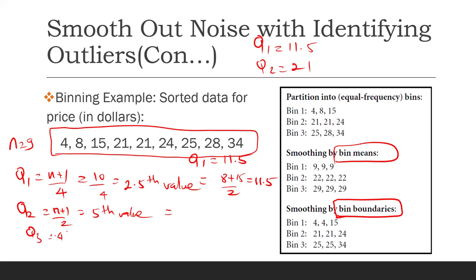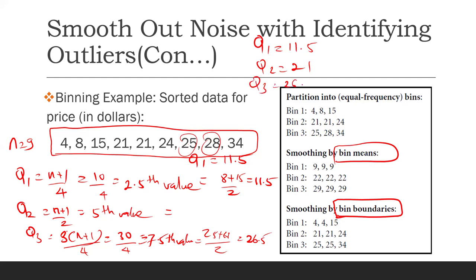Similarly Q3 means 3 into (n plus 1) divided by 4. N is equal to 9, 9 plus 1 is 10, 3 into 10 is 30, 30 divided by 4 is the 7.5th value. The 7.5th value means the sum of 25 plus 28 divided by 2, 53 divided by 2 is 26.5. So your Q3 is equal to 26.5, right?